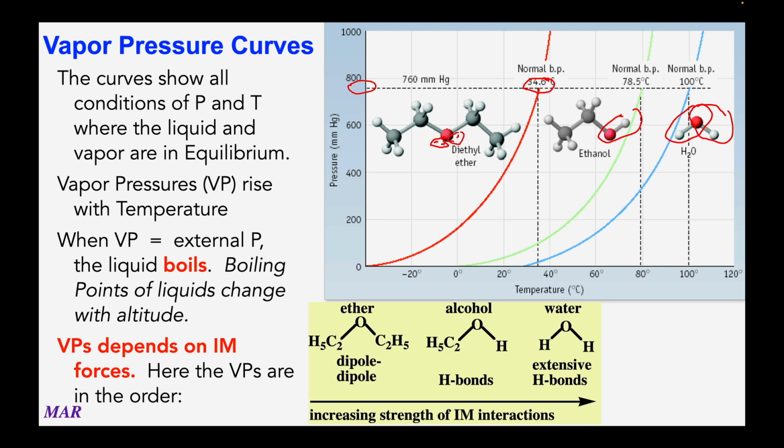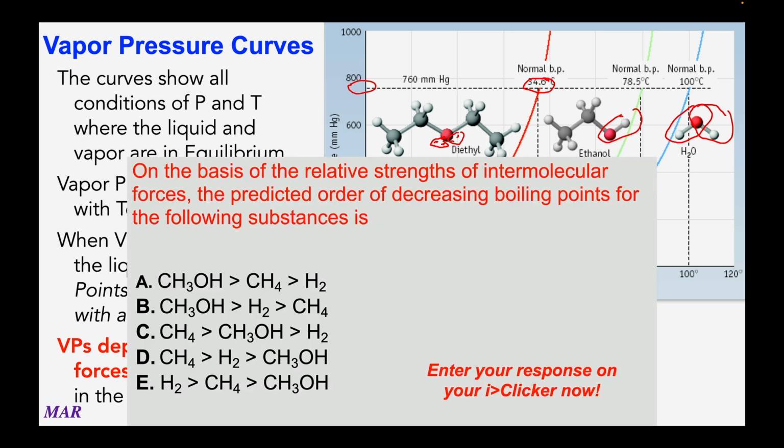The weaker intermolecular force has a smaller vapor pressure, and the stronger intermolecular force will have a different one at the same temperature. So on the basis of the relative strengths of the intermolecular forces, predict the order of decreasing boiling points for these substances. So decreasing means strongest, the highest first, and the smallest, the weakest last. And you can see that in these examples we have CH3OH, CH4, and H2. Now, CH3OH has an OH, and OH is a hydrogen bond, so that's going to be pretty strong.